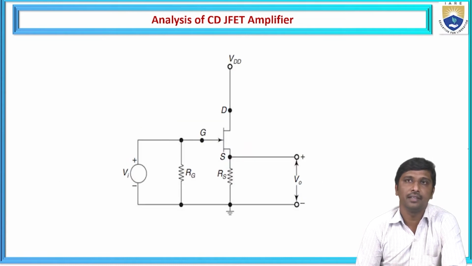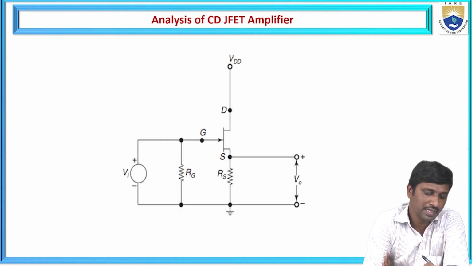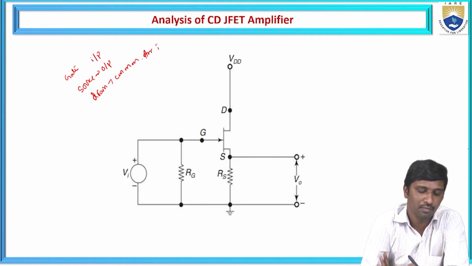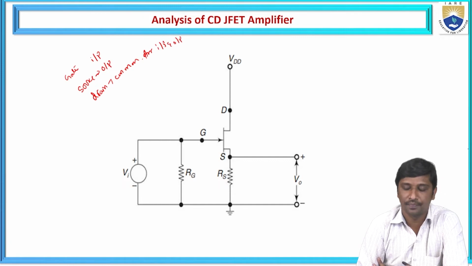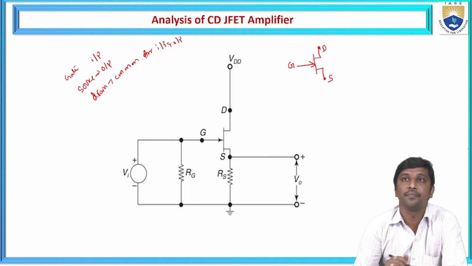Now we are going to design and analyze this common drain JFET amplifier. We just identified that the gate terminal acts as the input side, the source acts as the output, and the drain is common for the input as well as the output side. Remember this. Let us take this as the JFET, with the gate terminal, drain, and source.